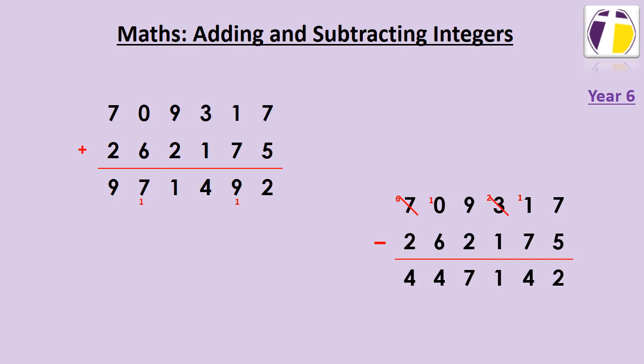Our thousands column is quite straightforward, but you can see that it gets tricky when we get to our tens of thousands column, because actually we've only got none in there in the top number, and we've got 6 in the bottom number. We can't do 0 10,000s take away 6 10,000s, so we need to carry out another exchange from our 100,000s column. This means we can have 10 10,000s take away 6 10,000s, leaving us with 4 10,000s. You can see our answer here is 447,142.